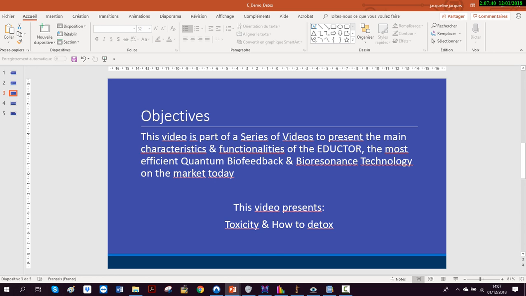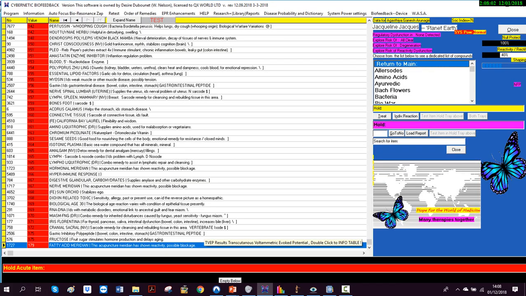Detox is an important part of a session with our device, maybe not necessarily the first session, because we know that detox requires really much strength and a good system. But it is important to be able to look at the toxicity and right away suggest the right lifestyle change and things like that.